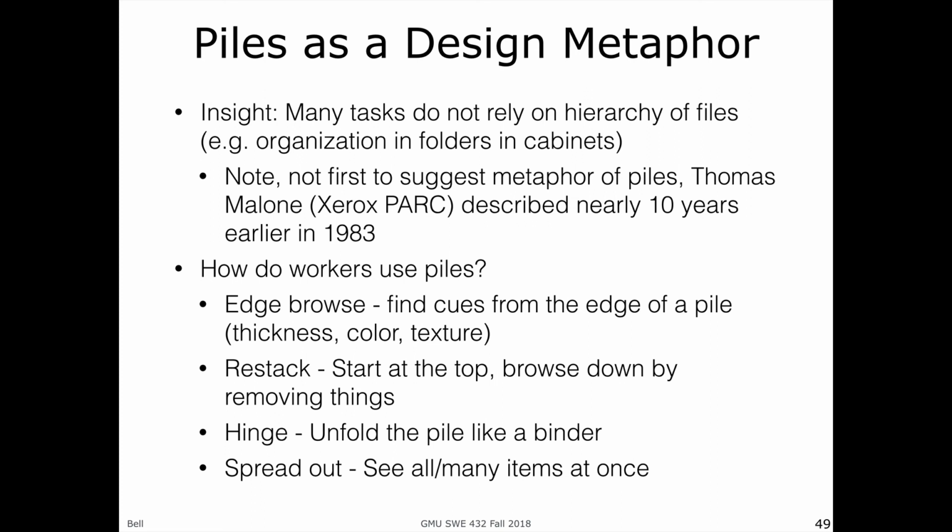They found that another way would be maybe restacking to browse through a pile, where you start at the top and you start flipping through it, removing things as you go down. They found that workers maybe would hinge a pile. That would be where they would take a pile and fold it open as if it were a binder. So take somewhere in the middle, flip it open, and look at what's inside of it, and maybe flip through it. The last high-level interaction that they found, they categorized as spread out, where a pile gets laid out on a big table so that you could see all of the items or many of them at once.